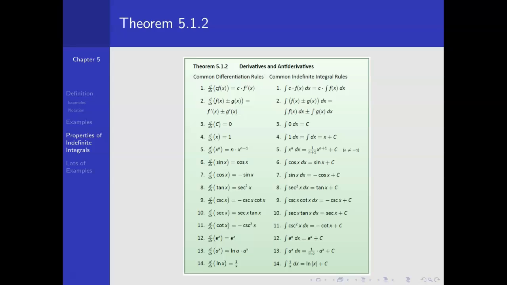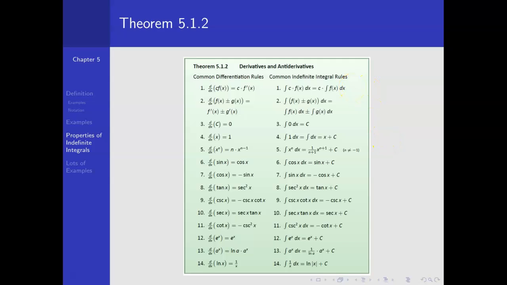All right, now we get to properties of indefinite integrals. I hope you enjoyed that series of examples. This theorem, 5.1.2 in your book, is about derivatives and antiderivatives. And if you notice on the left-hand side, we have common derivative rules. And on the right-hand side, we have their corresponding indefinite integral rules. In other words, antiderivative rules is what we have on the right-hand side.